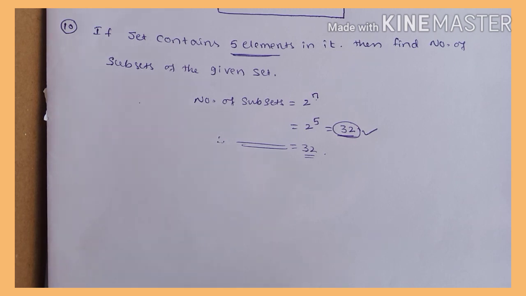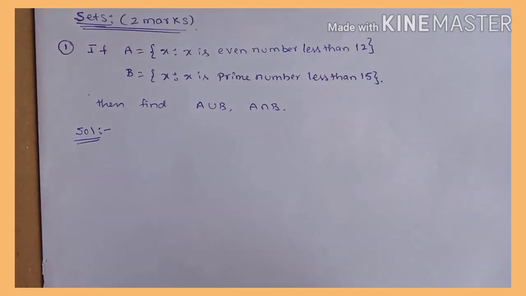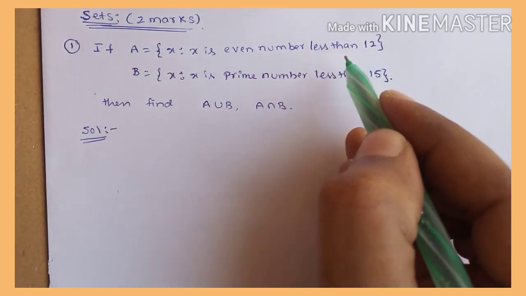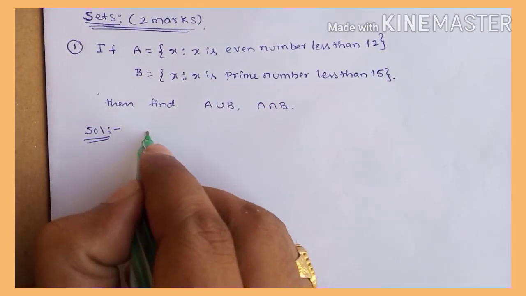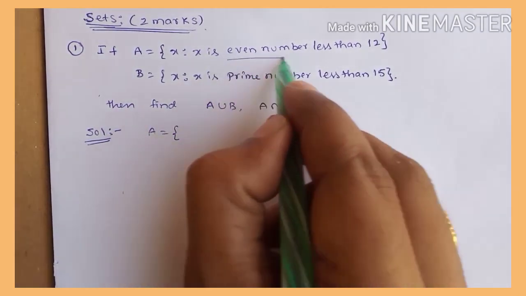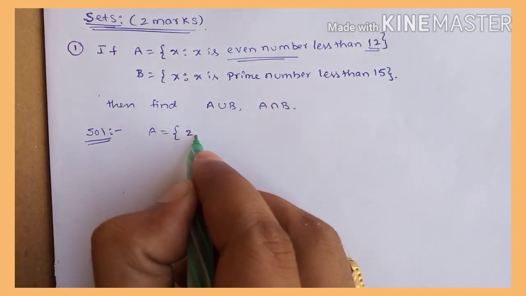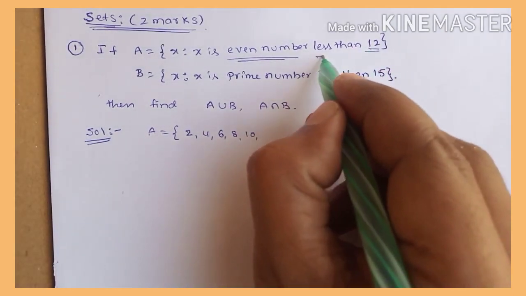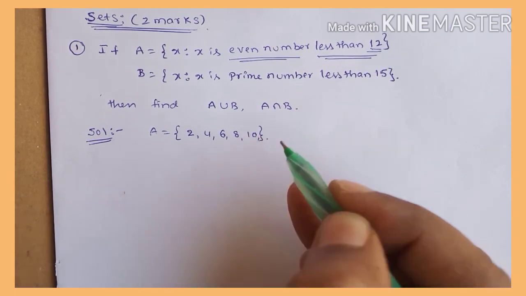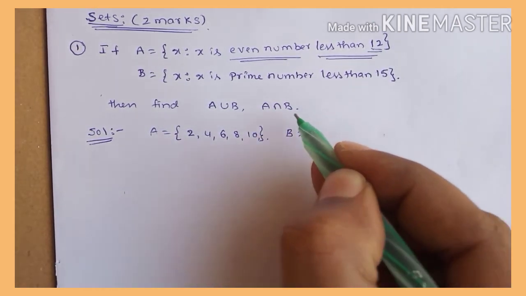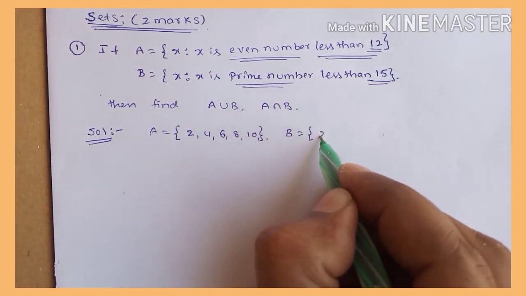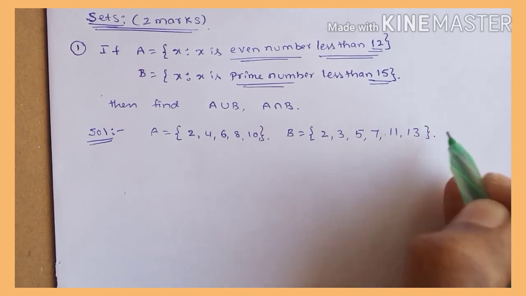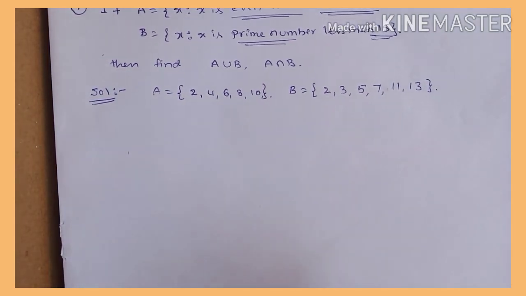Okay, now let's enter into these 2 mark problems. Now the problem: x such that x is an even number less than 12, and prime numbers less than 15. So set A is equal to even numbers less than 12. What are they? 2, 4, 6, 8, 10. The next number is 12, but we have to write less than 12, so don't write 12. Now set B is equal to prime numbers less than 15. 2 is a prime, 3, 5, 7, 11, 13. These are the prime numbers less than 15.